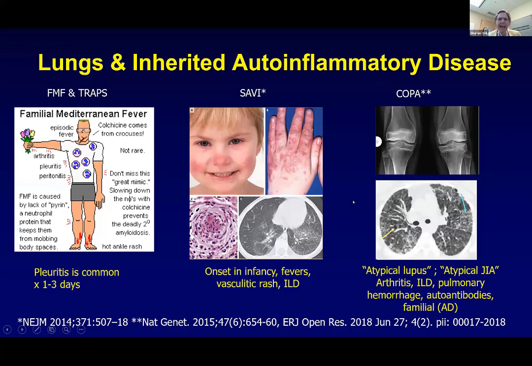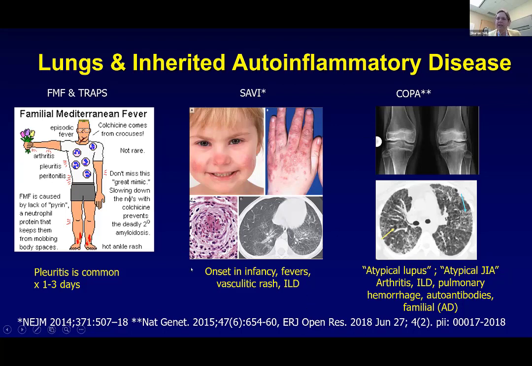Just a little bit, I think this is my last slide, on the autoinflammatory diseases. Of course, familial Mediterranean fever is the most common of the autoinflammatory diseases, and it almost universally has involvement of the lungs with pleuritis. But I don't know about your centers. At my center, we never get consulted on those kids, because I think it gets recognized and treated by the rheumatologists, and we rarely have a consult for familial Mediterranean fever. But it certainly is the most common of the autoinflammatory diseases. So you're more likely to see that than SAVI or COPA.